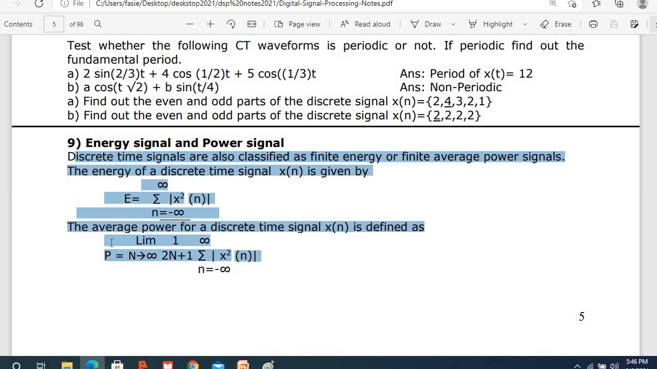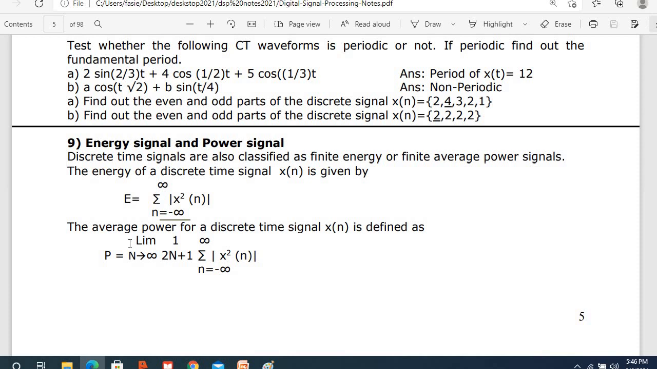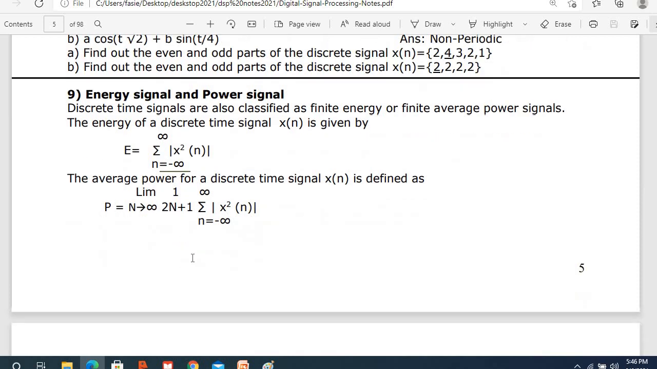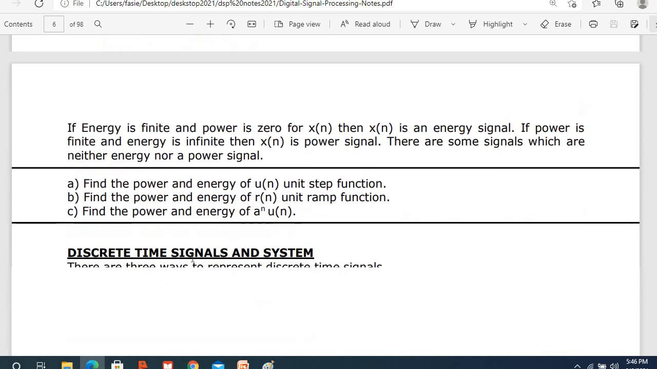What about the power signal? The average power for a discrete time signal x of n can be defined as P equals the limit as N tends to infinity, whatever the number of samples, of 1 by 2N plus 1 times the same summation. If you add this factor to the energy expression, it converts into the average power. Clear? So this you should know.